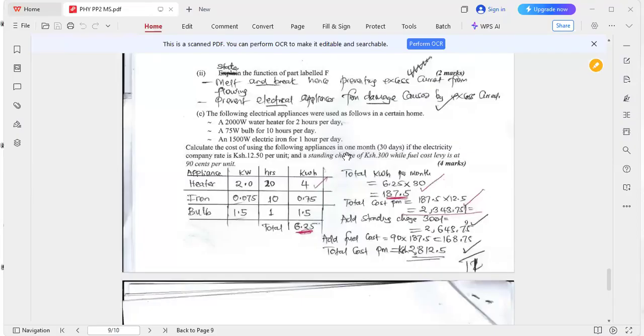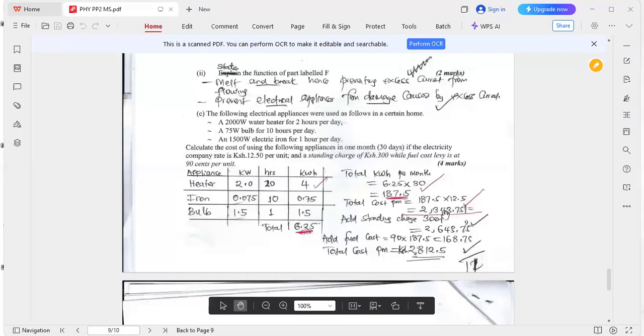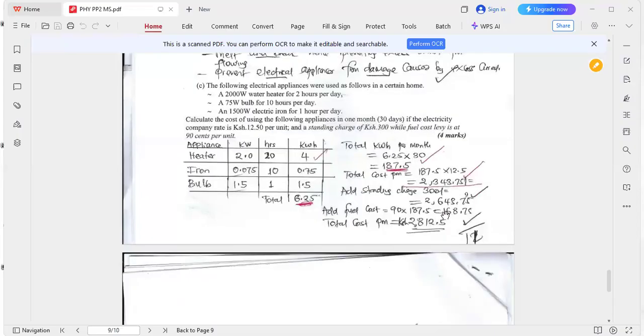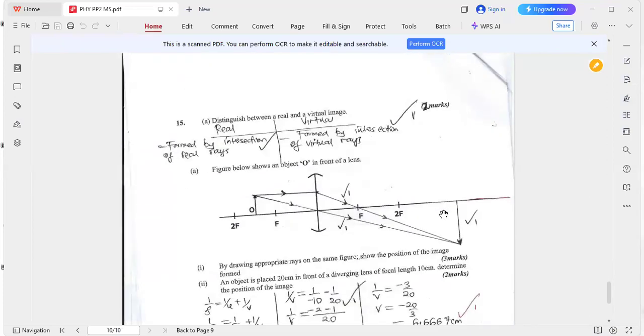Then we have standing charge. Standing charge is whether you have used electricity or not, you will have to pay that amount, which is 300. So we add and get 2643.75. Then after that, we have fuel cost, which is 90 cents per unit, and we have 187.5 units times 90 cents. It gives us 168.75 shillings. So total 2812.5 shillings. So that's what this person pays.